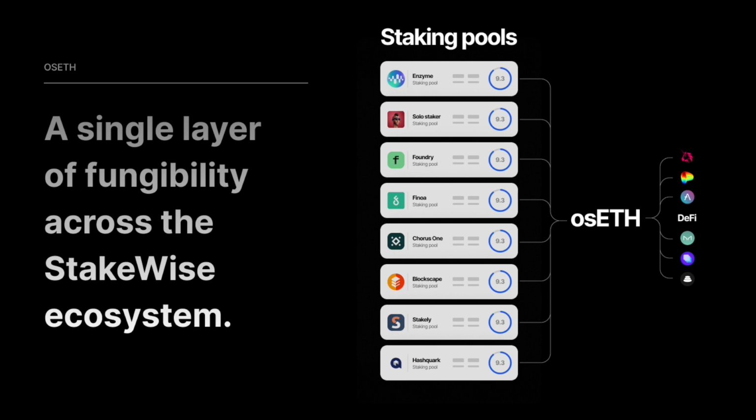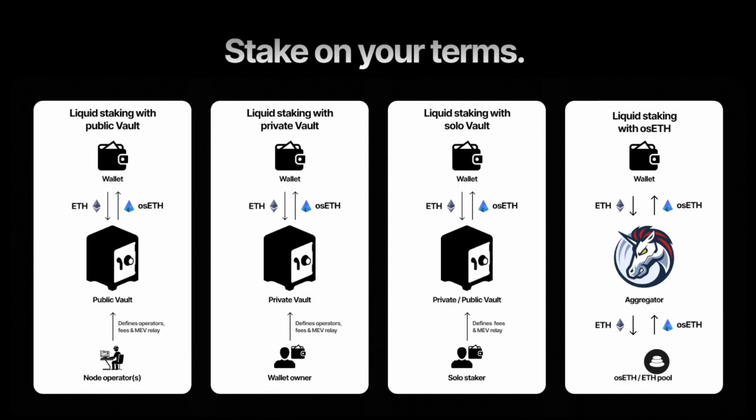Coming closer to very specific ways that you can utilize StakeWise V3 for your needs, we thought that we need to highlight 4 main terms. And I'm going to start with perhaps the furthest to the left one, which is liquid staking with a public vault. A public vault, you can think of it as a vault that has been deployed by some node operators, where anyone can deposit their ETH in order to get it staked.